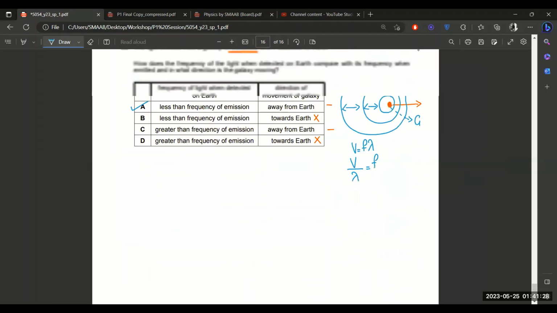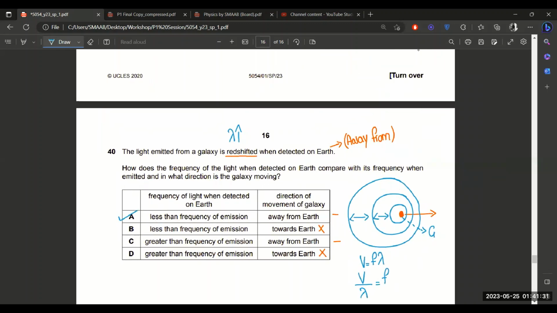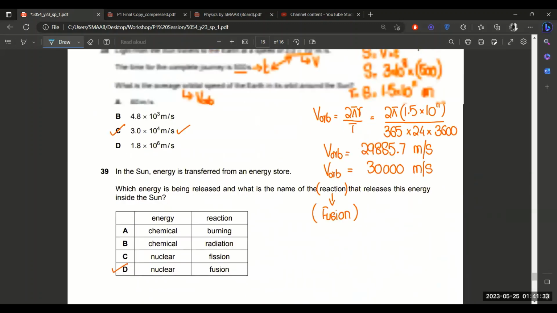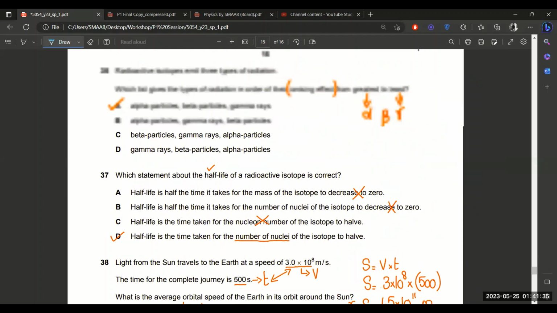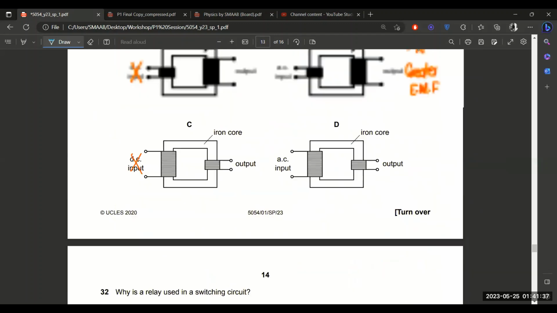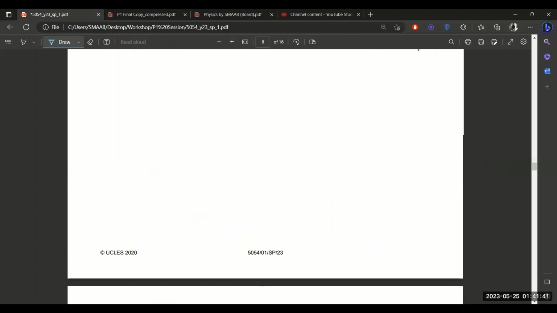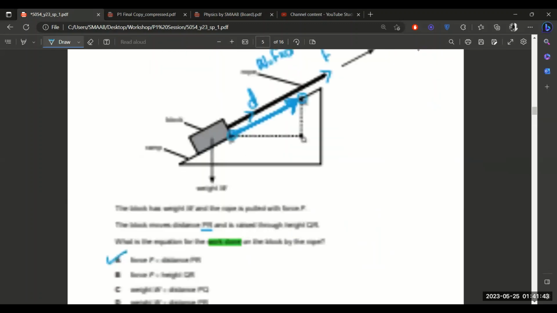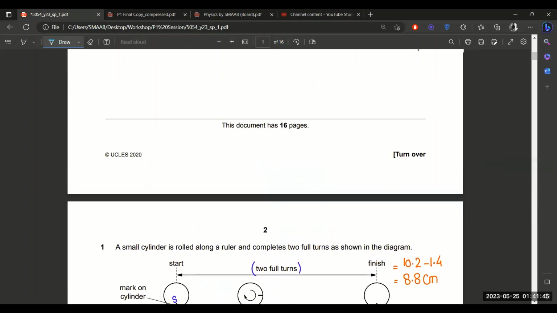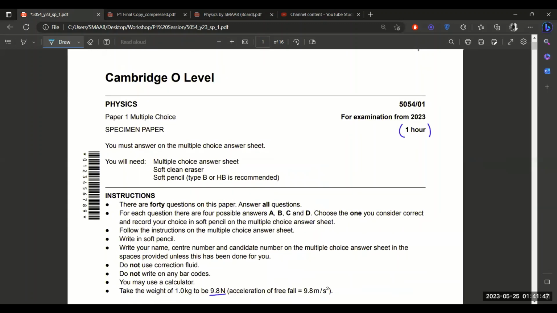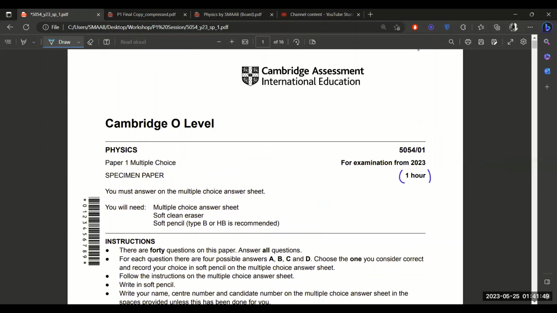So that is the end of the specimen paper for 5054. In my next video, I will also solve the specimen paper for IGCSE 0625, that is P2 for IGCSE, and you will find all my lectures regarding all these topics, the newly included syllabus, the newly included topics on my playlist. You may check out the playlist.